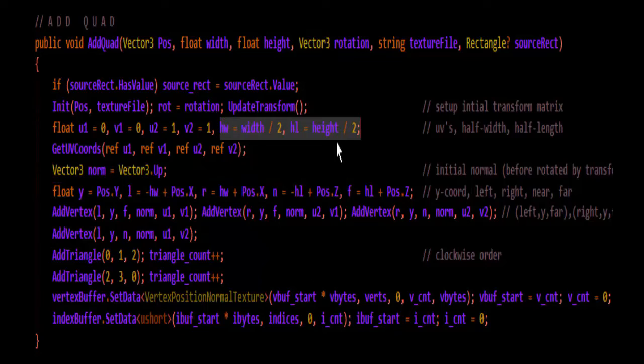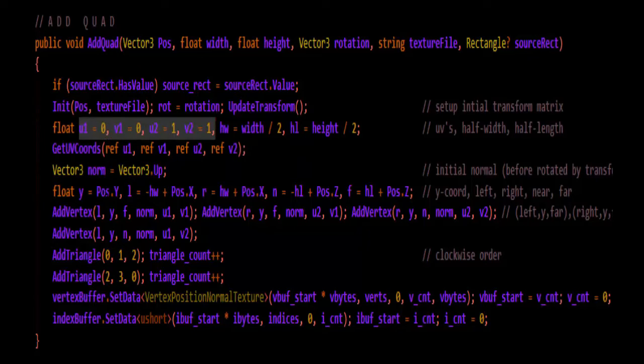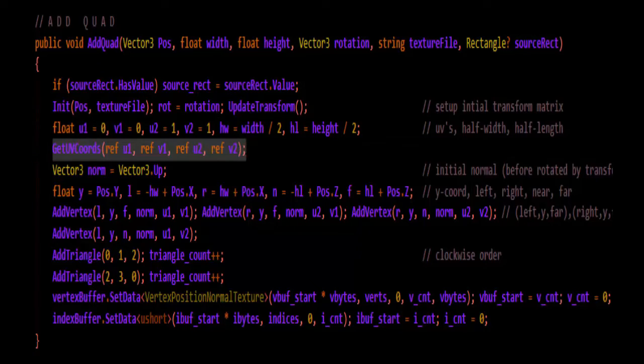Get the half width and half height as being the width and height of the quad divided by 2. Initially the UV coordinates are set to 0 to 1, but then we use get UV coordinates to get the actual UV coordinates. If we have a source rect, that might return a different result. I mean, technically, if source rect is null, we could even set this to 0 and 1 and just skip this step.